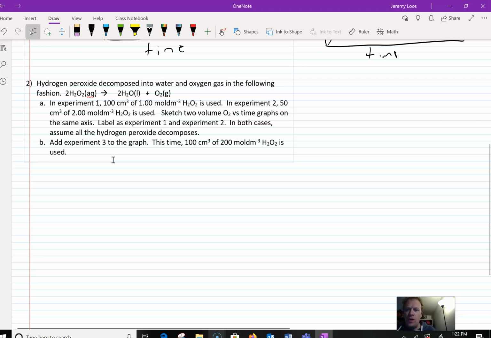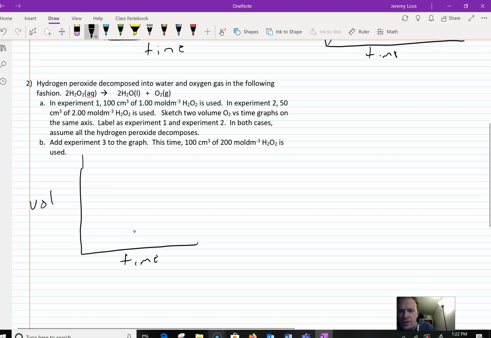Okay, so we've got hydrogen peroxide decomposing here into water and oxygen, and we've got 100 cubic centimeters of 1 molar H2O2. So basically, we're sketching volume of oxygen versus time. We're going to sketch them on the same axes. It doesn't say necessarily what volume unit we're going to be using, probably cubic centimeters, but that's fine. And time here, again, not necessarily having the time unit, but no big deal.